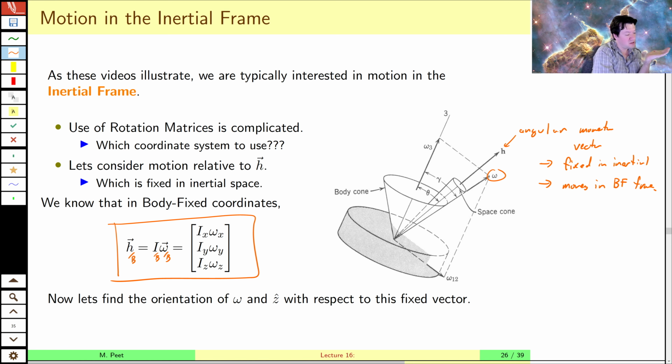And so it's relatively simple because we don't have any cross terms. It's a diagonal matrix, and so we get a very simple expression for the angular momentum vector in the body fixed frame. Now these omega x and omega y will be changing, but this will not. H z is fixed. These change.